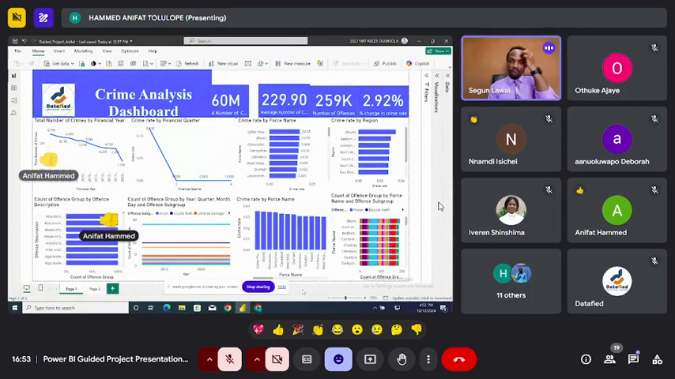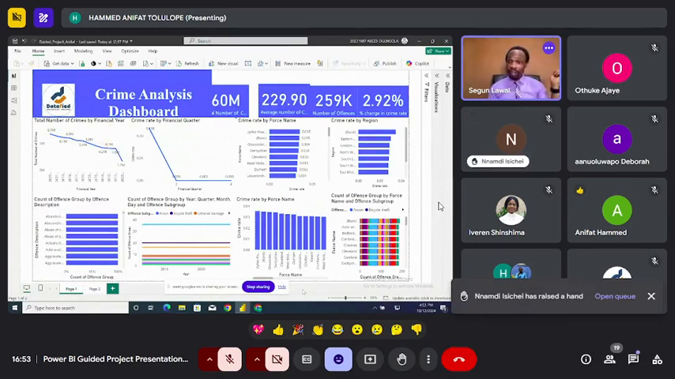One more thing before we move on. Okay, Namdi, I see your hand. No, fire on after you. Yeah. Okay. Yeah. So Anifat.